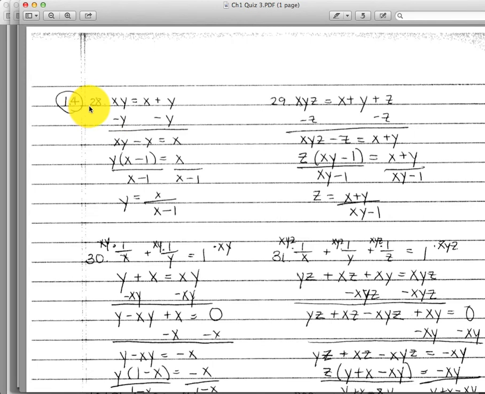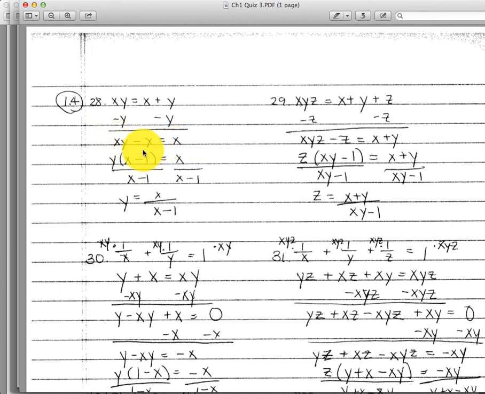On 1.4, number 28, we did this in class, but I just want to do it once more. You want to solve for y in this problem. So the first step is to isolate the y on a side all by itself. The y is over here and over here. So let's get all the y's on the left. So I need to subtract y from both sides. That leaves me with xy minus y equals x.